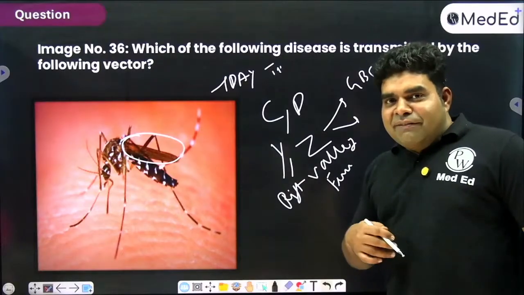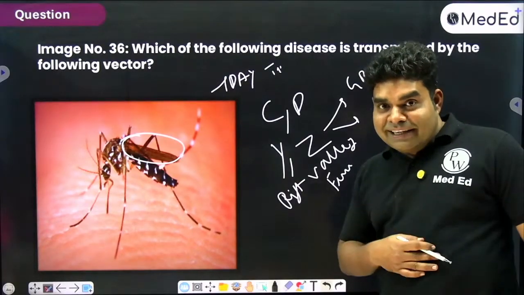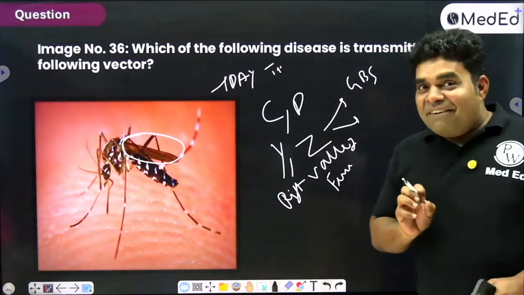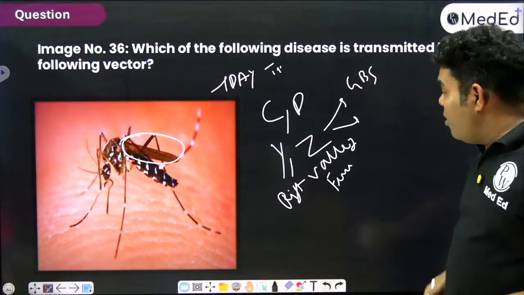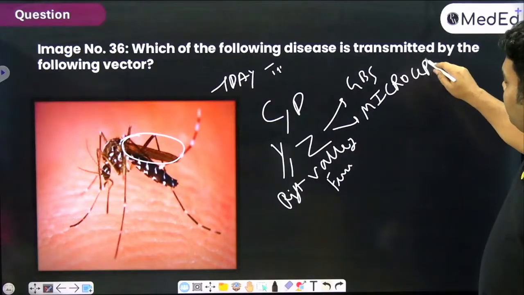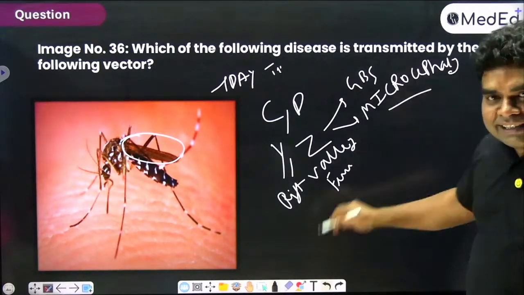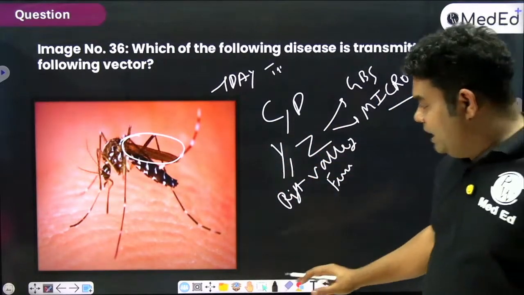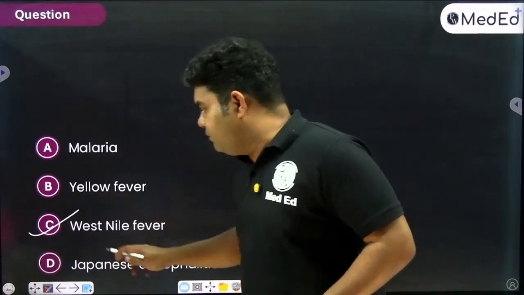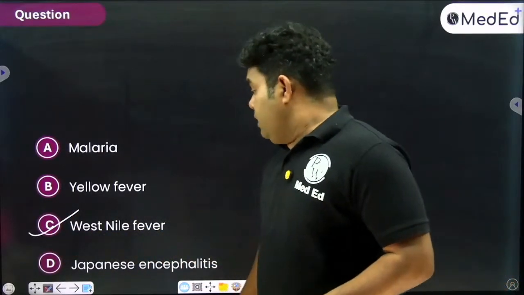Now, if I develop Zika virus infection in my pregnancy, तो मेरे लौंडे की होगी छोटी मुंडी. My child will be born with a small head. Microcephaly of newborn will occur if I develop Zika virus infection. So these are the 5 diseases with Aedes. Now, of course, one of them was West Nile fever, which Aedes transmit.